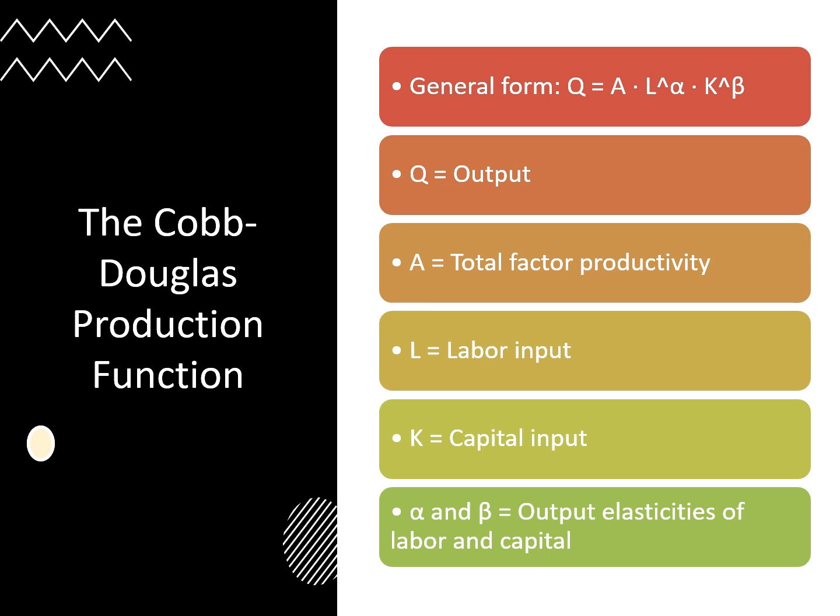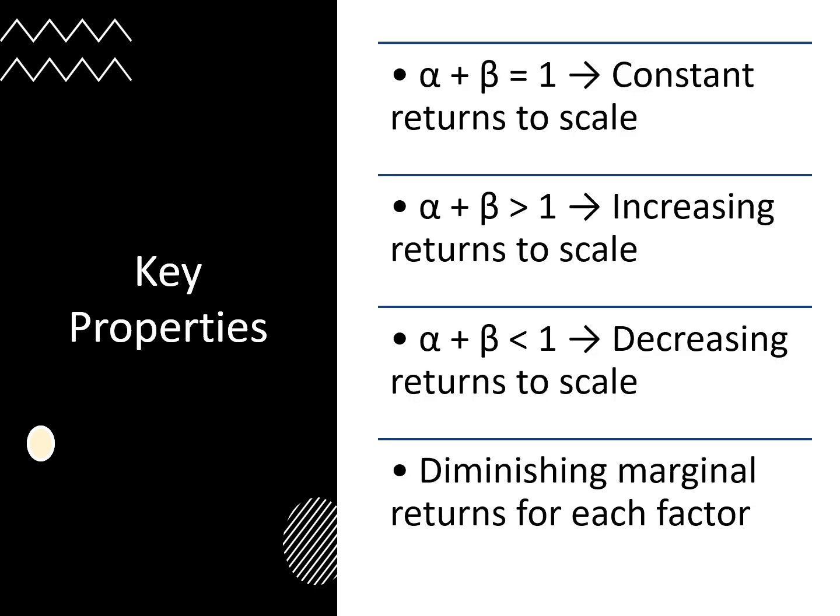The general form of the production function is that quantity equals the total factor productivity times the labor input raised to the alpha, times capital raised to beta. So Q is output, A is total factor productivity, L is labor input, K is capital input, and alpha and beta are the output elasticities of labor and capital. Let me explain alpha and beta a little bit more.